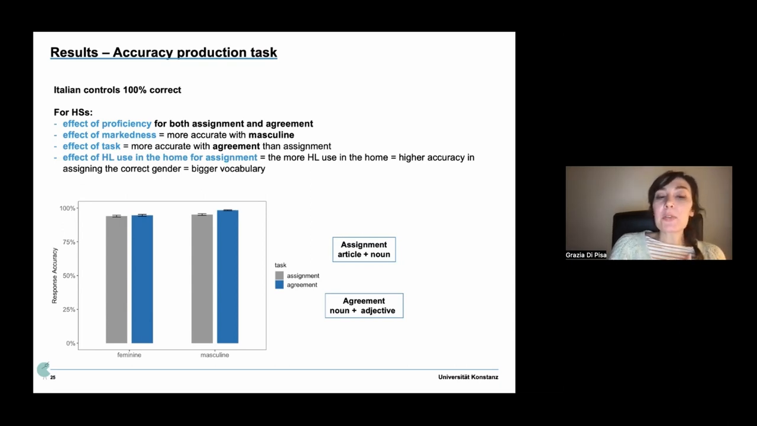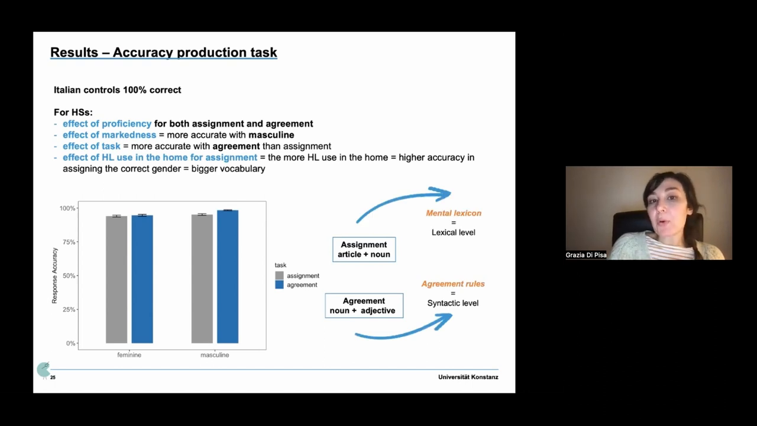We found an effect of markedness, meaning that they were more accurate in general with masculine. We also found an effect of task, so they were more accurate with agreement compared to assignment. And finally, we found an effect of heritage language use in the home for assignment, which means that the more heritage language they were using in the home, the higher was their accuracy in assigning the correct gender. It's like they had maybe a bigger vocabulary, yes, in the heritage language.